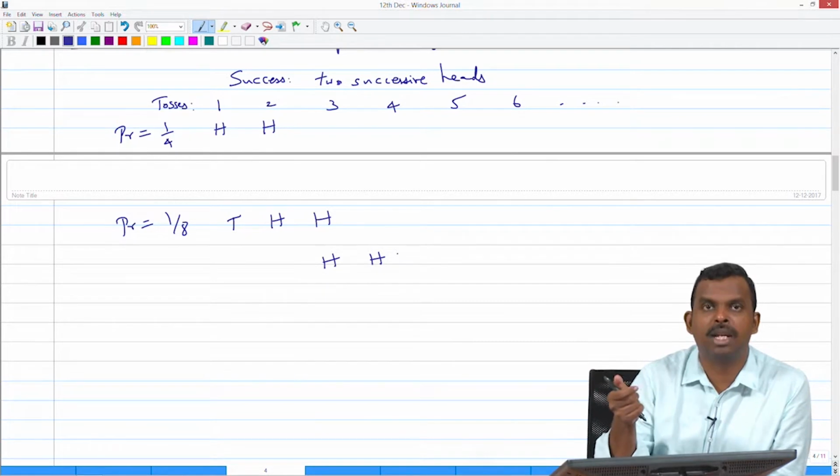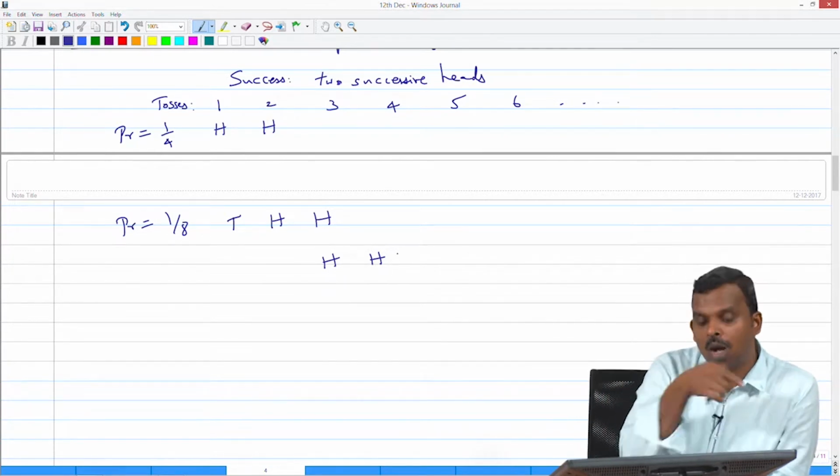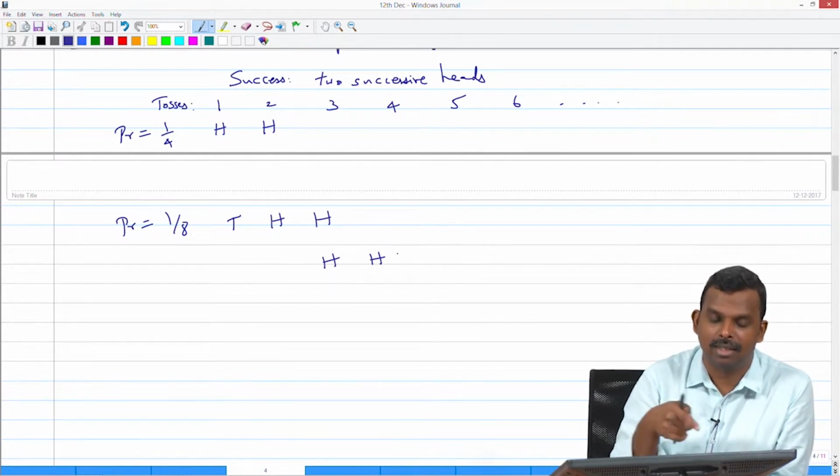The first two should be heads, so you will stop at the second toss. What is the probability you will stop at the third toss? The second and third must be heads, and you should not have the first also as heads, because then you would have stopped at the second one, right. So, this is THH, and that would be 1 by 8.